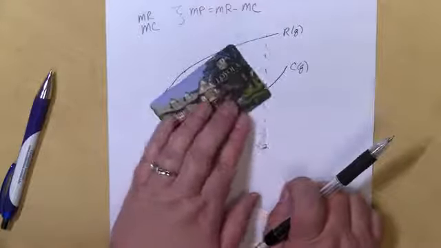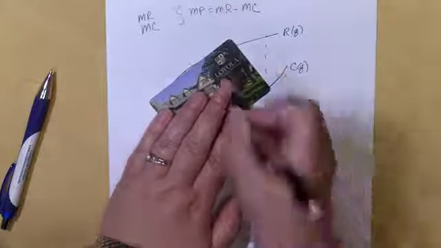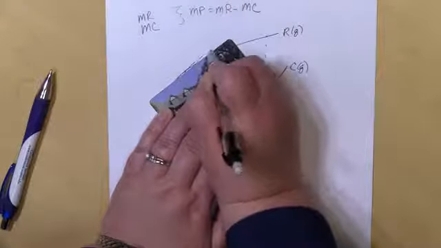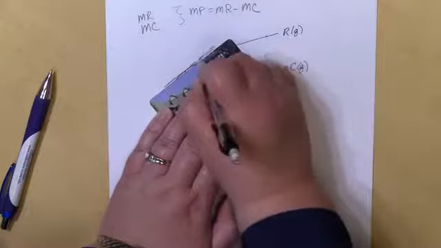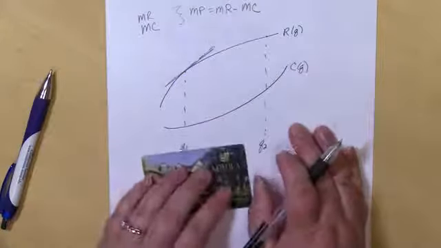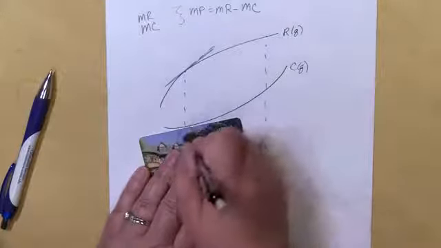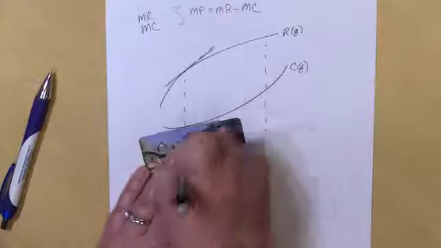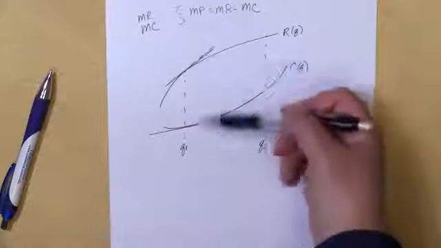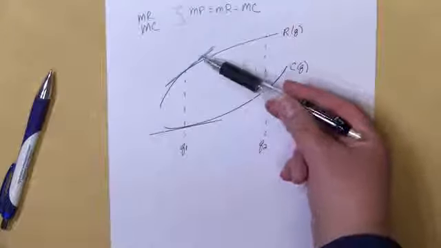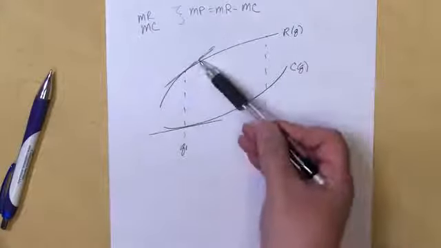So if we look at this at Q1, it looks like the tangent line might look something like this. And right here, maybe something like this. And when we see these, they're both positively sloped lines. So the values of marginal revenue and marginal cost are both positive, but this is a steeper line.